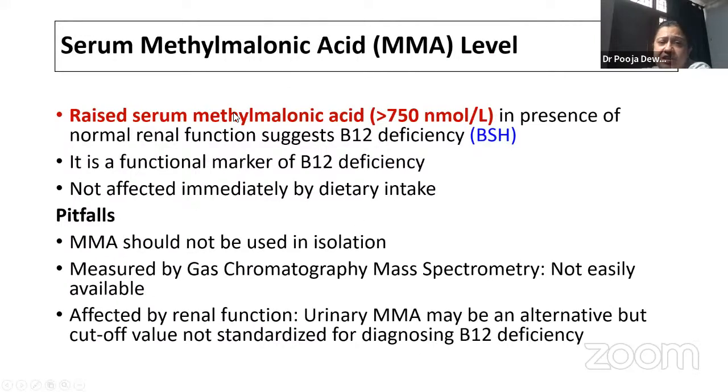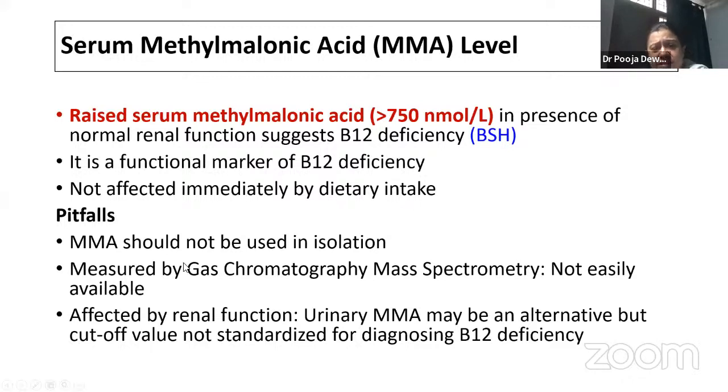MMA is another functional assay, that is your serum methylmalonic acid. If it is raised more than 750 nanomoles per liter in the presence of normal renal function, it would suggest B12 deficiency. And unlike cobalamin, this is not something that gets affected by diet. So this is an advantage of this test. Again, all these tests should be used as supportive tests.